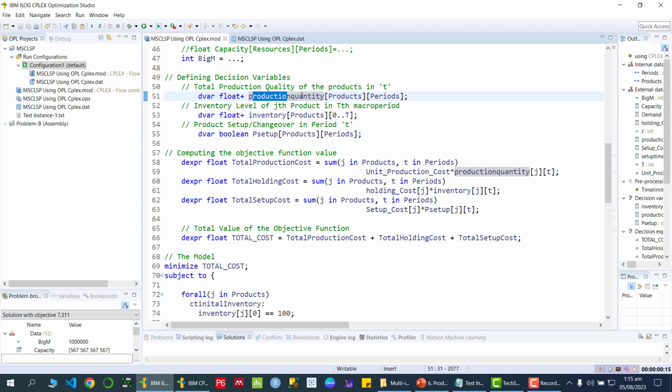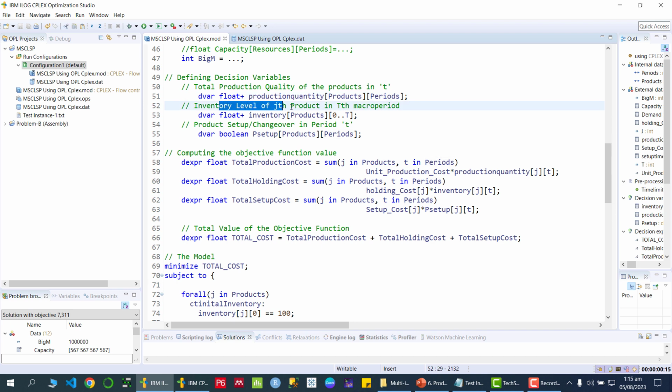Okay, and this is whatever name you want to take, that is the name of the variable, which is the production quantity. And for product j, so for every product as well as for every time period.